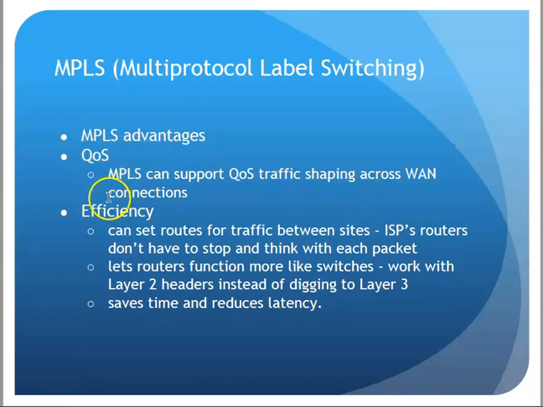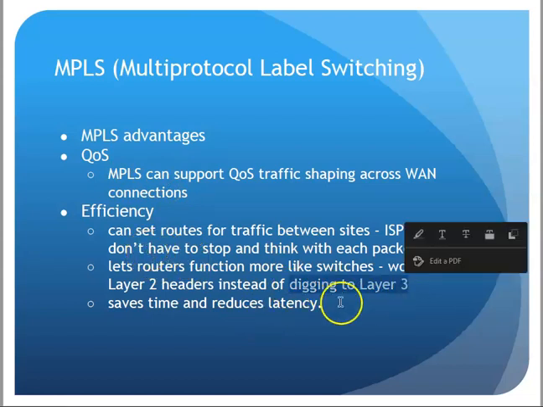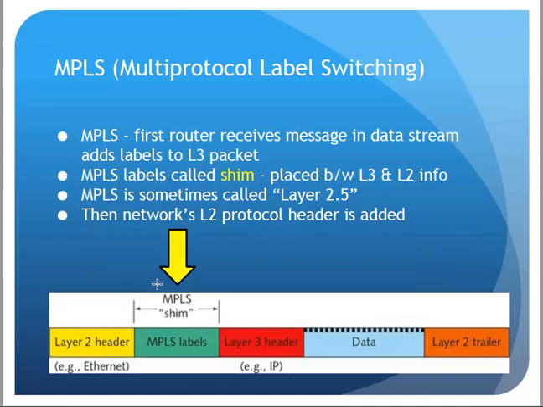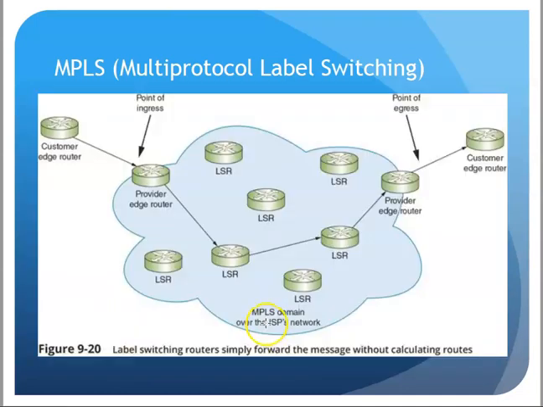Here, quality of service and efficiency, as we said. Quality of service, I can literally prioritize certain types of traffic moving across. Efficiency, the router does not need to dig into the layer 3 header. It's literally just looking at layer 2 and that shim and on it moves. So it moves traffic through a lot quicker. And that's why I showed that tag early on, this shim they call it, MPLS shim. That's why they call it a layer 2.5, because it is between layer 2 and 3.